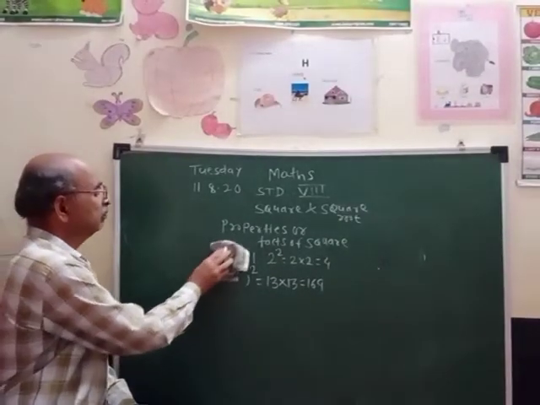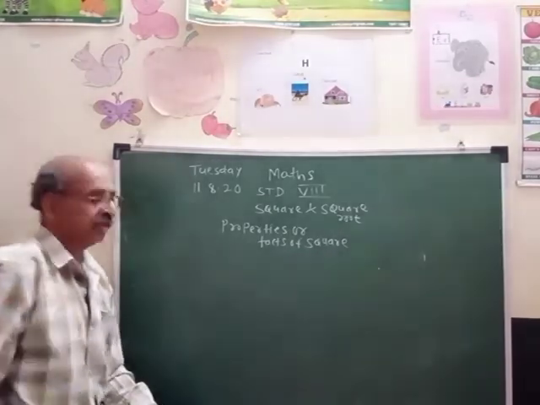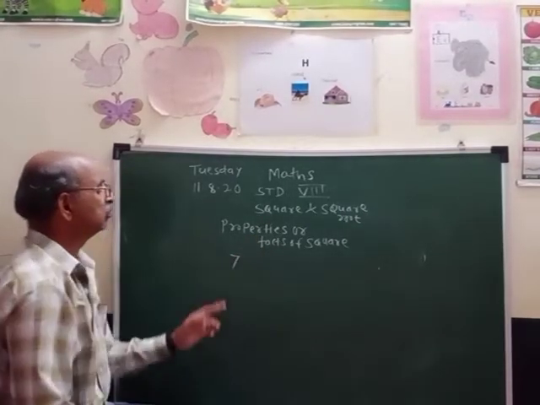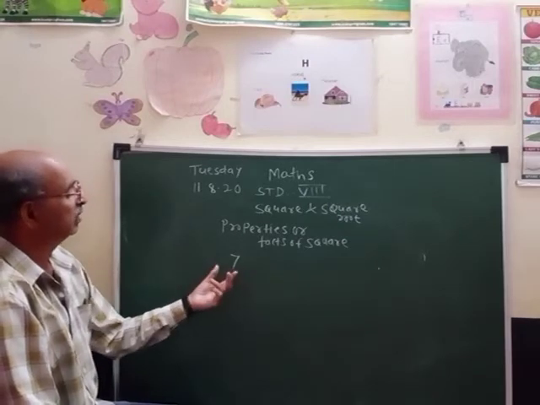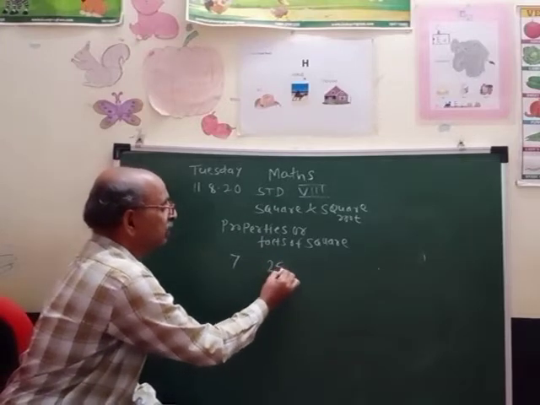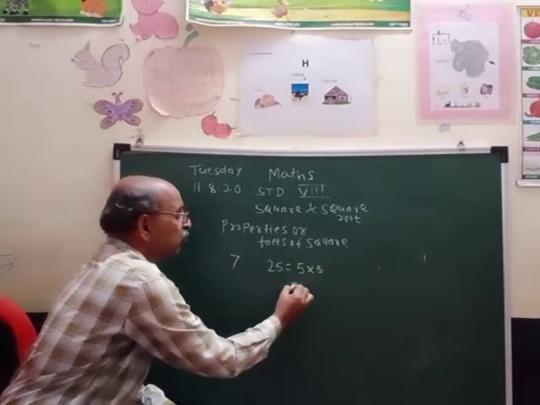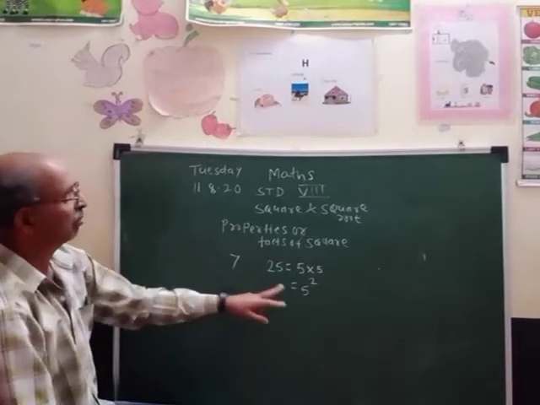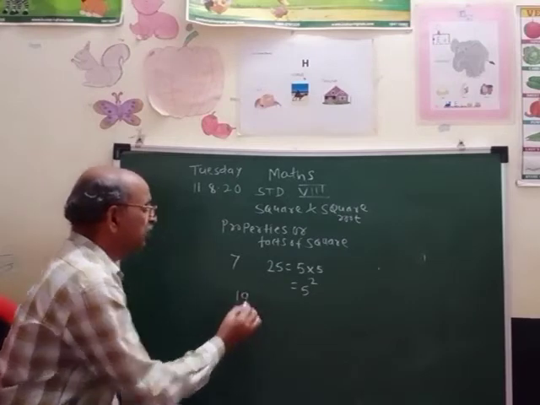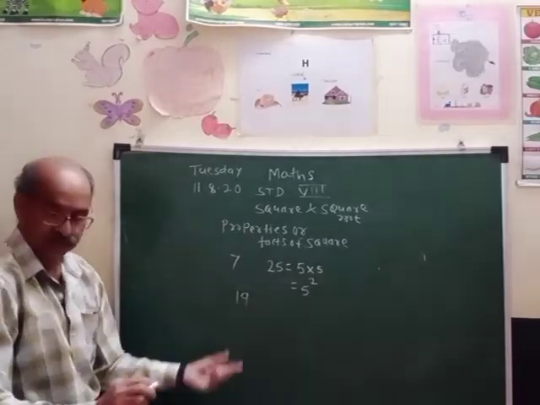Now we have to see whether every natural number is a perfect square. If we take 7, 7 is not a perfect square because we cannot write 7 in the product form of the same number. But if you take 25, then we can write 25 in the product form of the same number, that is 5 into 5. So 25 is the perfect square of 5. So 7 is not a perfect square. If we take 19, we also cannot write 19 as the product of the same number. So 19 is also not a perfect square.